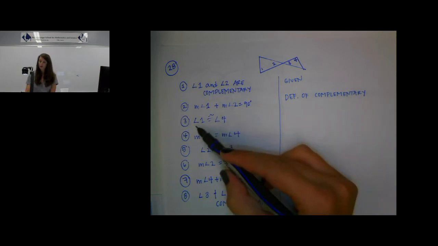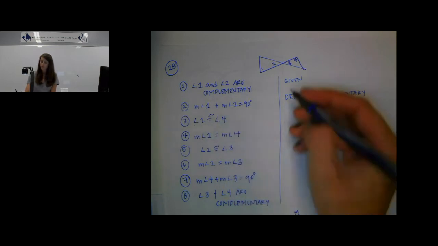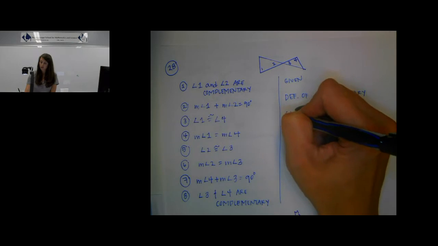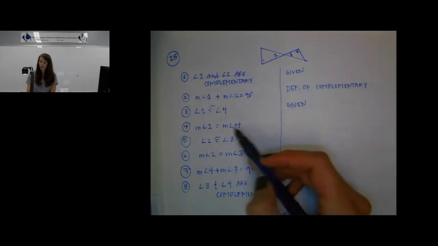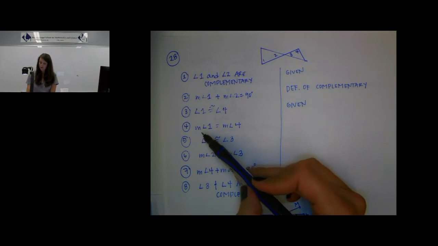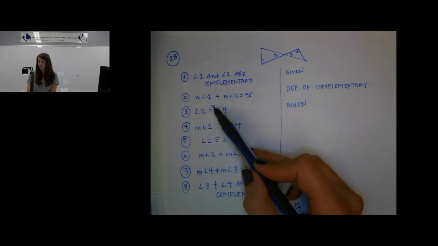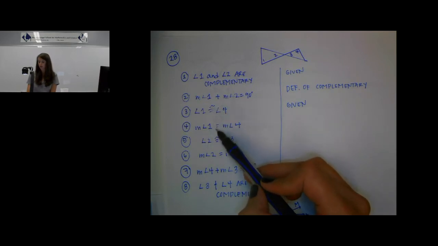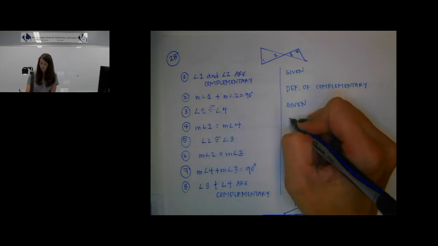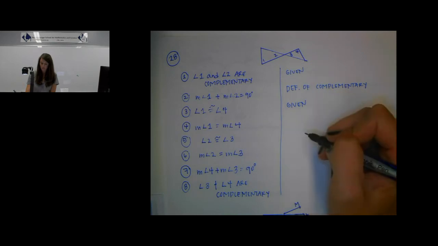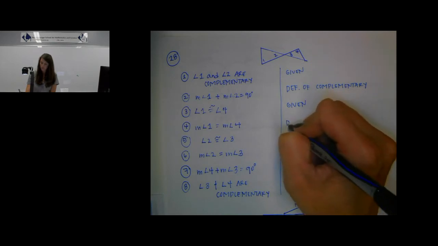Okay, angle 1 is congruent to angle 4, so that was also given to us. I didn't write it up there, but that was given to us. Now, what about this right here? The measure of angle 1 is now, what did I do? I took away that congruent, and now it's equal to the measure of angle 4. So what is that? That is the definition of congruence.